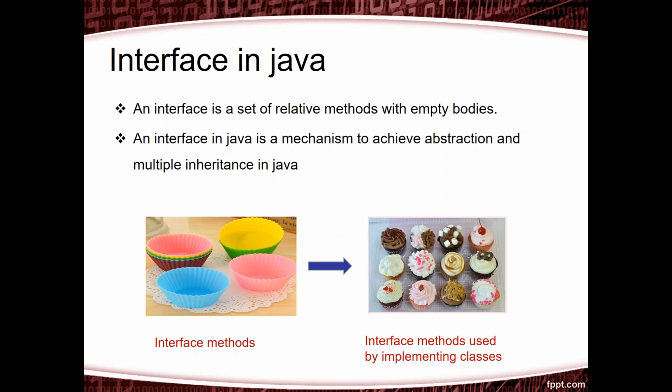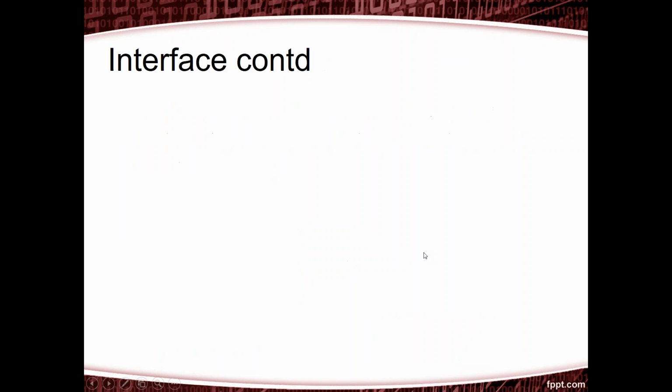Okay, next. An interface is a set of related methods with empty bodies. You understand it, these are the empty bodies. Next, an interface in Java is a mechanism to achieve abstraction and multiple inheritance in Java. What is abstraction? I did not tell you, but you know that to overcome multiple inheritance and hybrid inheritance, the interface comes into the picture. You are clear with that. These are the interface methods, used by implementing classes. That's how I am going to implement in the classes. This diagram is very clear to you.